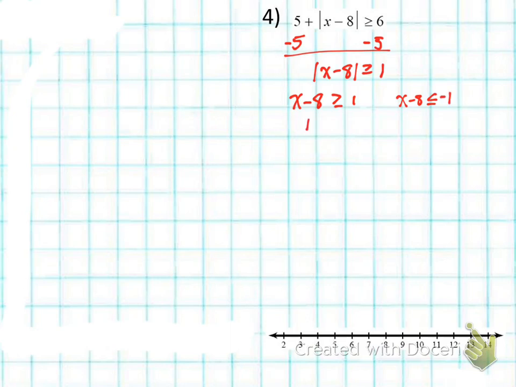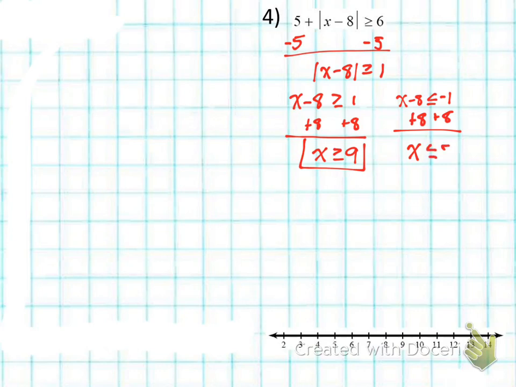If we add 8 to both sides, so we got x is greater than or equal to 9. Okay, that's one of them. And then the next one is x is less than or equal to 7. Going too fast here. Adding 8. So x is less than or equal to positive 7.